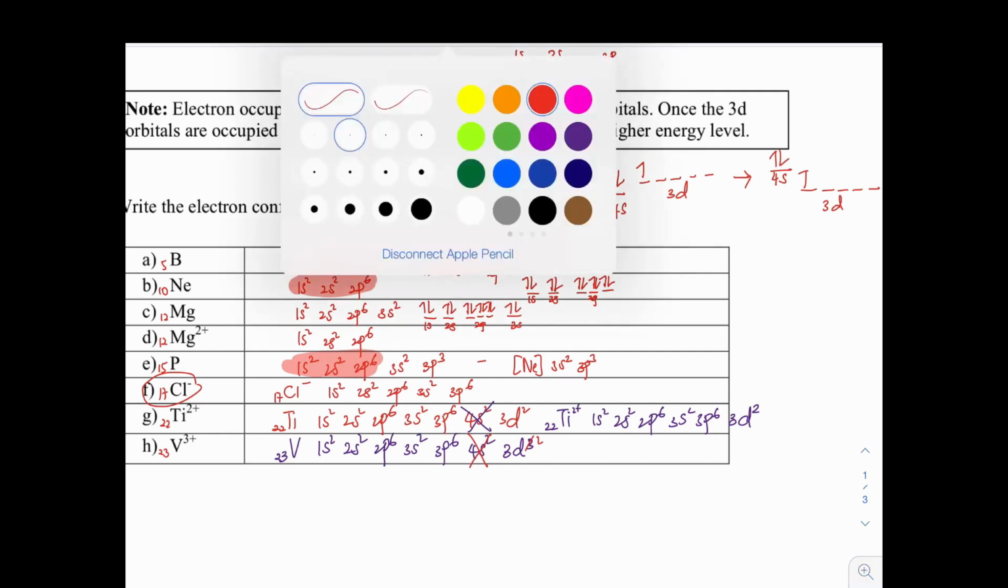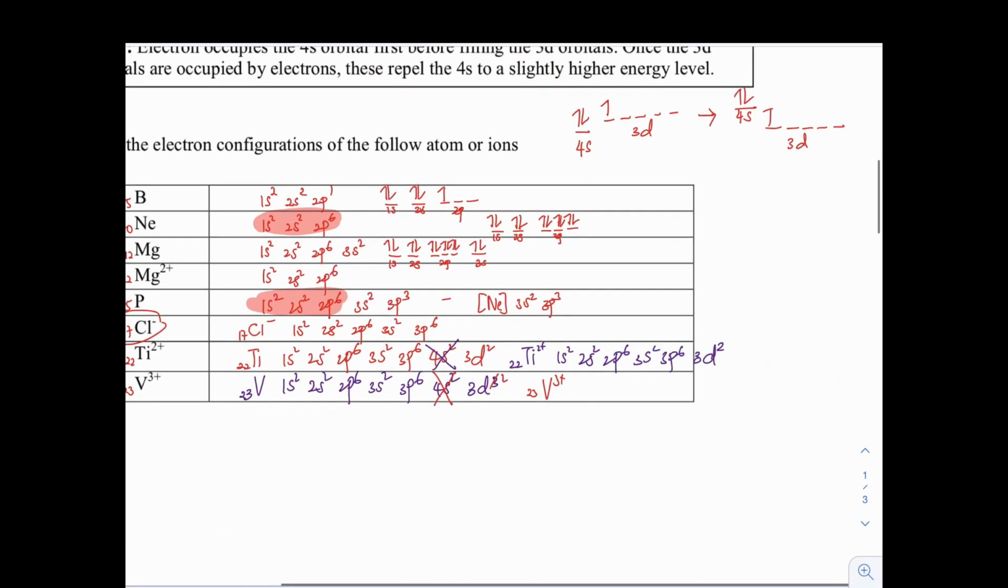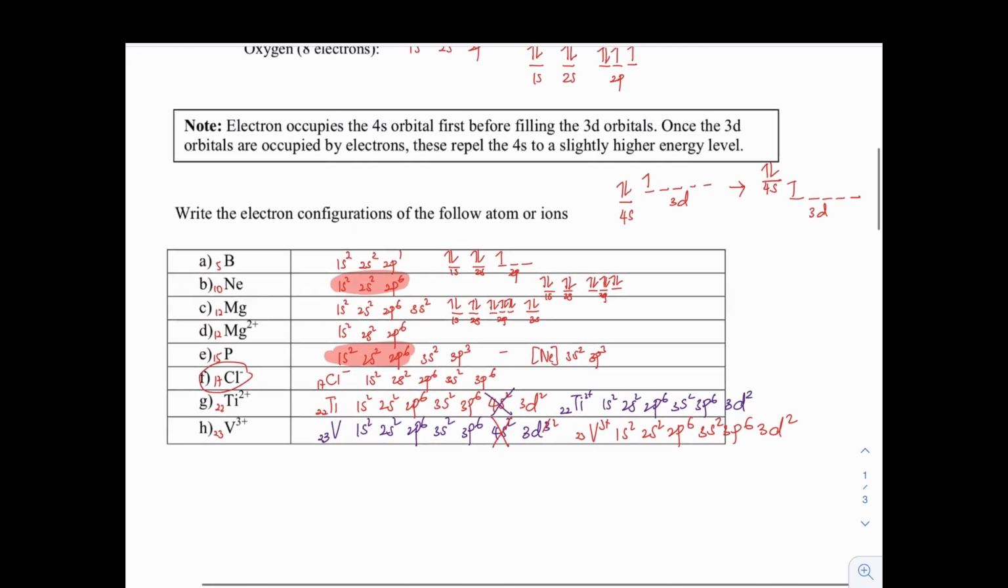So therefore, the whole configuration of vanadium 3 plus will be 1s2, 2s2, 2p6, 3s2, 3p6, followed by 3d2. It will be the same as titanium 2 plus. Alright?